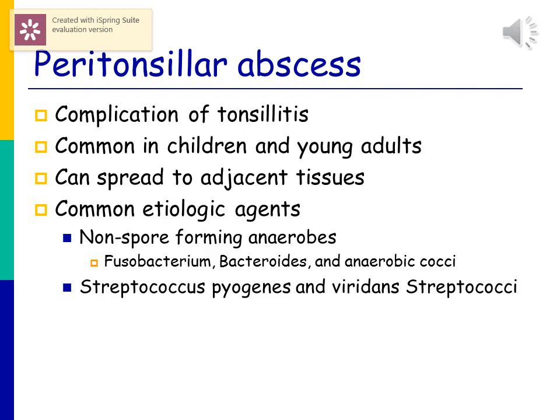Peritonsillar abscess. This is usually a complication resulting from tonsillitis and is more common in children and young adults. It can spread into adjacent tissues, and the common agents are your non-spore forming anaerobes such as Fusobacterium, Bacteroides, and your anaerobic cocci. Also, it can be caused by Streptococcus pyogenes and your viridans streptococci.